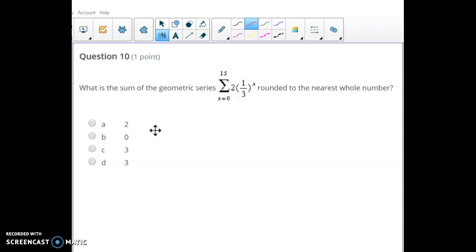All right, here we go. POL, Chapter 9, number 10. We have to find the sum of the geometric series.